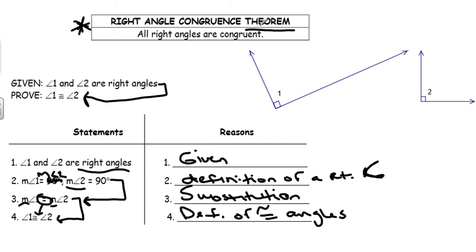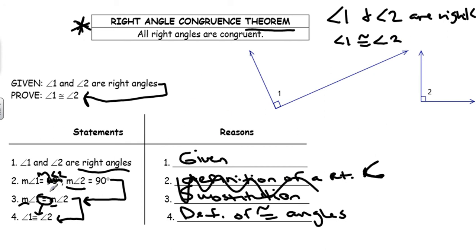So in the future, you're going to see something like this. You're going to see angle 1 and angle 2 are right angles. And then the next line will be that angle 1 is congruent to angle 2. And you won't have all these in between. And the reason for that is what we just proved. You would say that is the right angle congruence theorem.